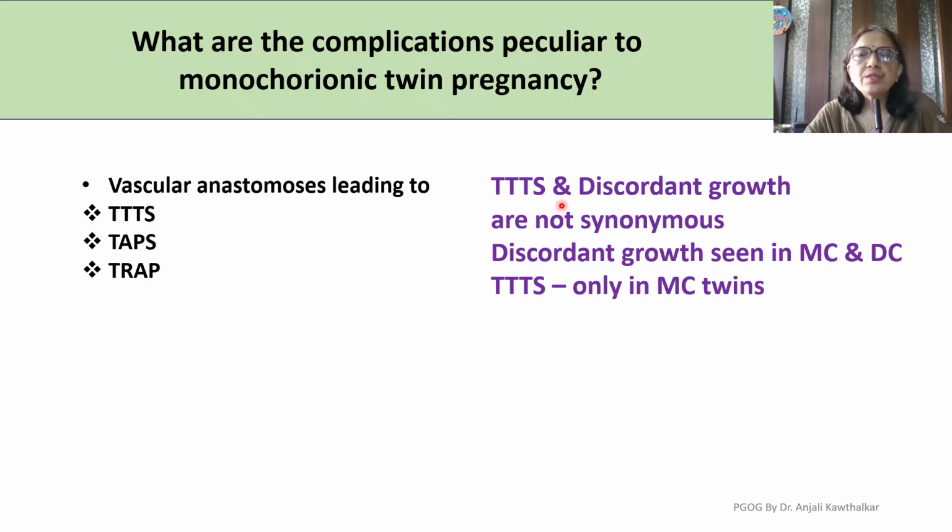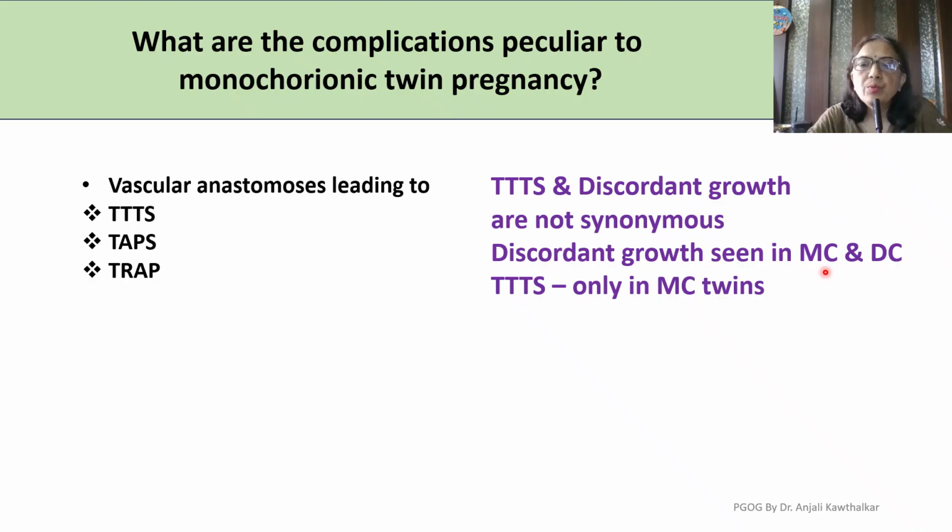Twin to twin transfusion syndrome and discordant growth are not synonymous. This is an important concept, that whenever there is discordance in the growth, that pregnancy might not necessarily have twin to twin transfusion syndrome. These two are not the same terminologies, these are different.